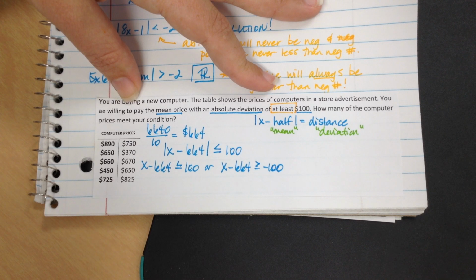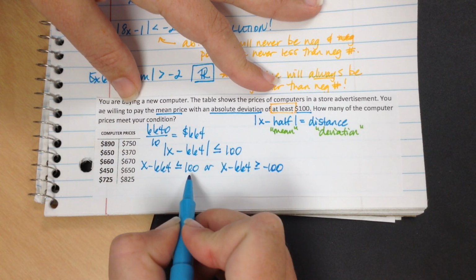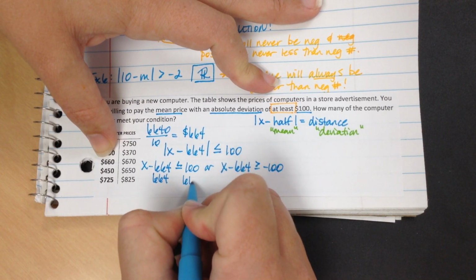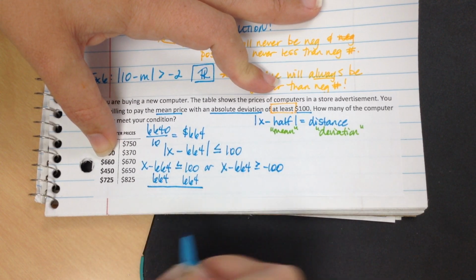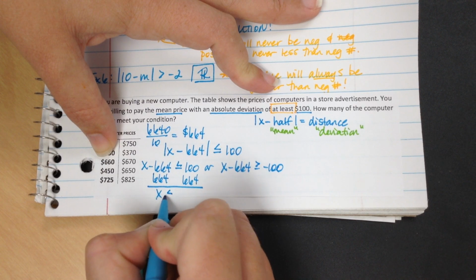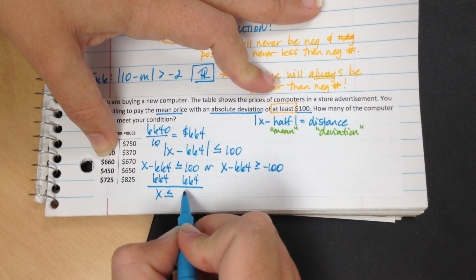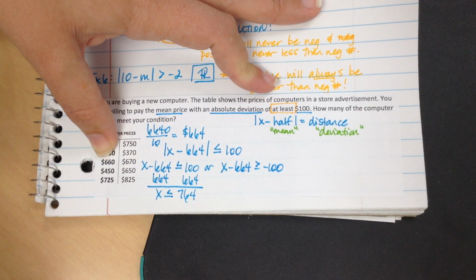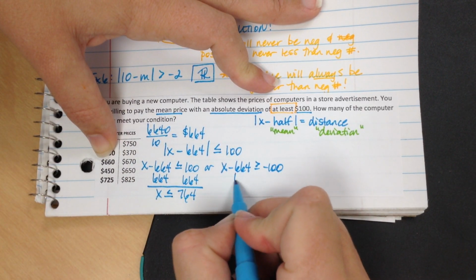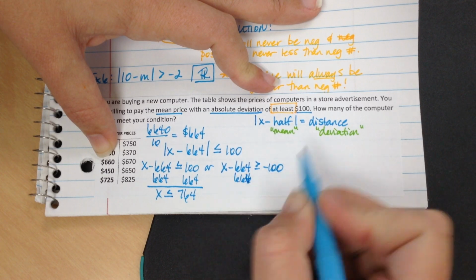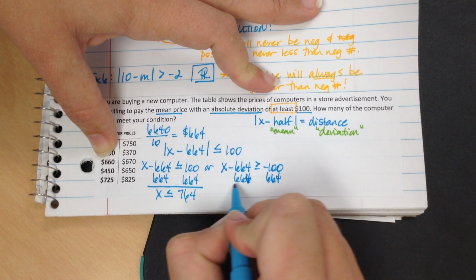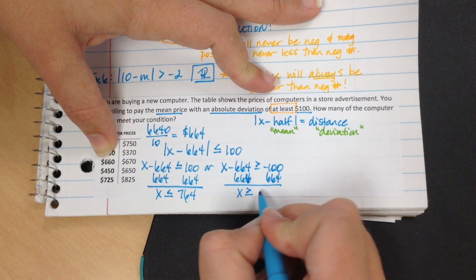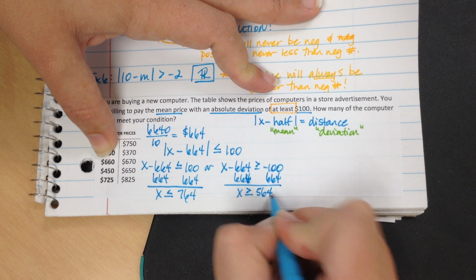Solving for x, we'll add the 664 to both sides. So I get x is less than or equal to 764. And same thing here, add my 664, and I get x is greater than or equal to 564.